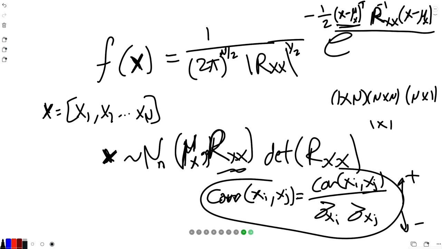What if those random variables are independent? Then, as we said, the covariance matrix will be a diagonal matrix only, and the diagonal elements will be the variance of each random variable.